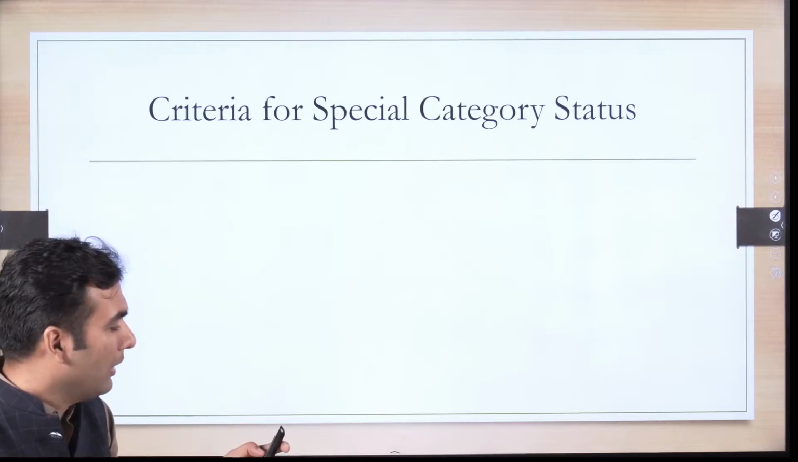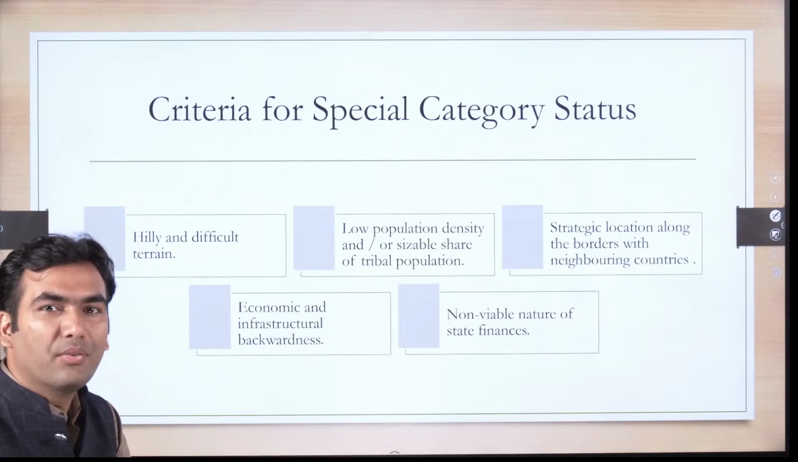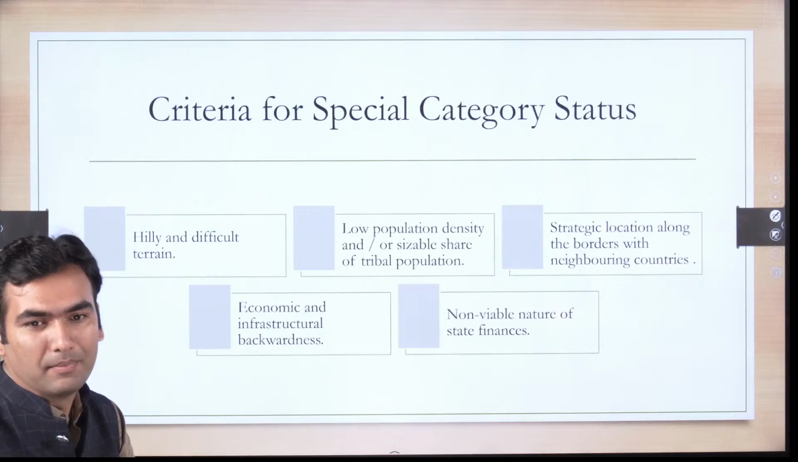Okay. So, effectively, the criteria is what Yogesh is suggesting, that there has to be a difficult and hilly terrain.